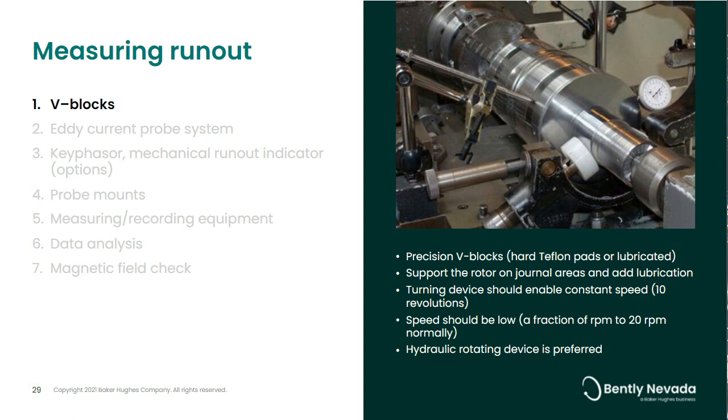If you are able to put it in a lathe and have it rotating at a constant speed, we do like to have that speed to be quite low. So anywhere from a fraction of an RPM to about 20 RPM at the most. You want it to be nice and low and controlled so you can keep an eye on things.